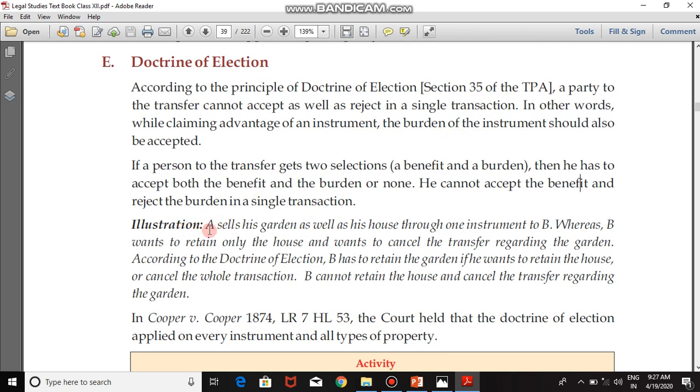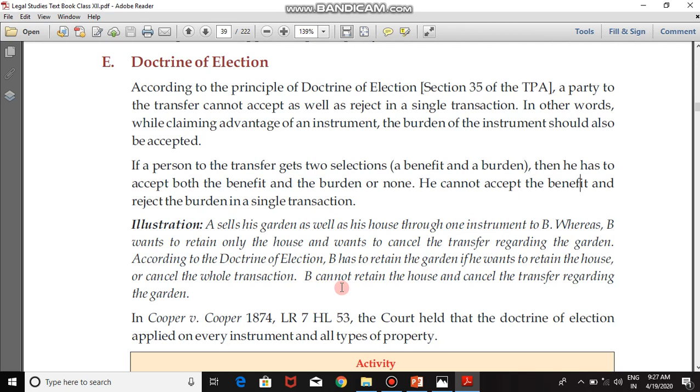See this illustration. A sells his garden as well as his house through an instrument to B, whereas B wants to retain only the house and wants to cancel the transfer regarding the garden. According to the doctrine of election, B has to retain the garden if he wants to retain the house, or cancel the whole transaction. B cannot retain the house and cancel the transfer regarding the garden. What does this mean?